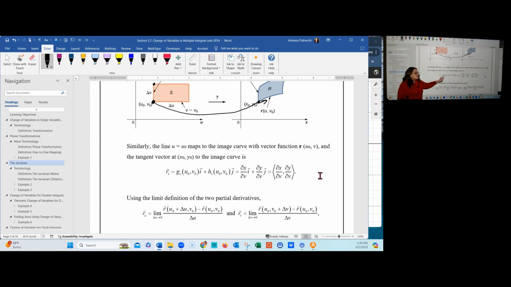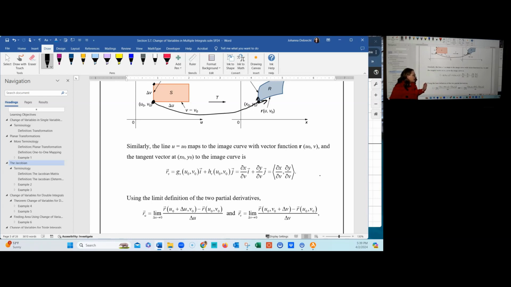And then I can take, because it's only varying with respect to v, the partial derivative with respect to v, which gives me the partial of g with respect to v at u naught v naught, and the partial of h with respect to v at u naught v naught. Now, the partial of g, of course, is going to give me the x coordinates. So it's the partial of x with respect to v and the partial of y with respect to v that forms the tangent vector at that point. So we've got a little tangent vector coming up like that, right? So I've got these two tangent vectors.